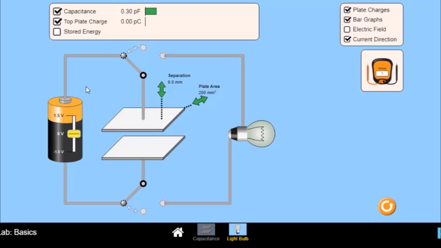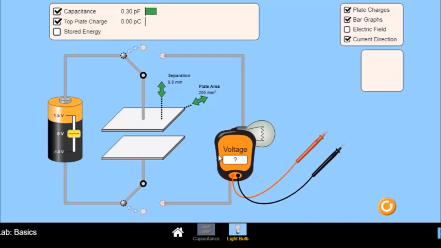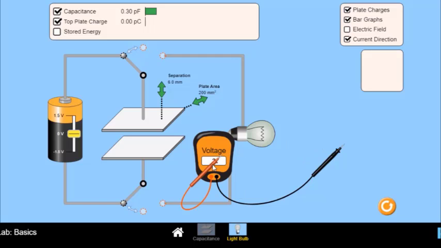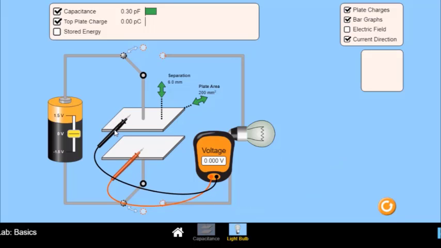In this experiment, I am going to vary or change the values of the voltage, and then we are going to record the corresponding value of the charge accumulating on the capacitor. In order to measure the voltage, I am going to add a voltmeter here, then connect it across the capacitor. The first value of the voltage is 0.3.